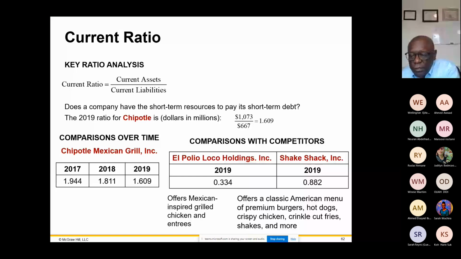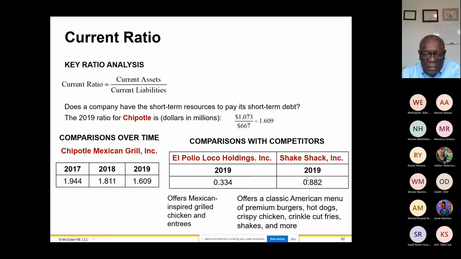Okay, that's very good explanation. I like that explanation. You can see 0.3 means they have too much current liabilities and very little current assets. I'm talking about El Polo Local Holdings. If the current liability creditors now say, please pay us back our money, we don't want to do business with you, they don't even have enough to pay.